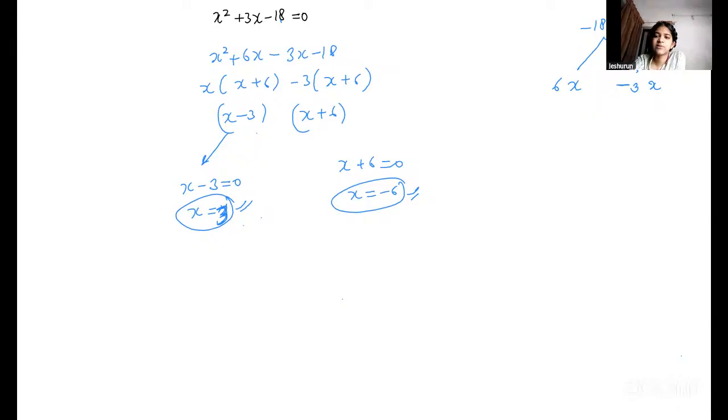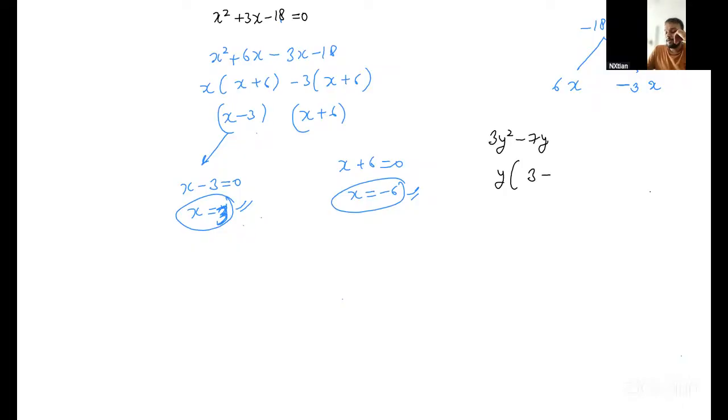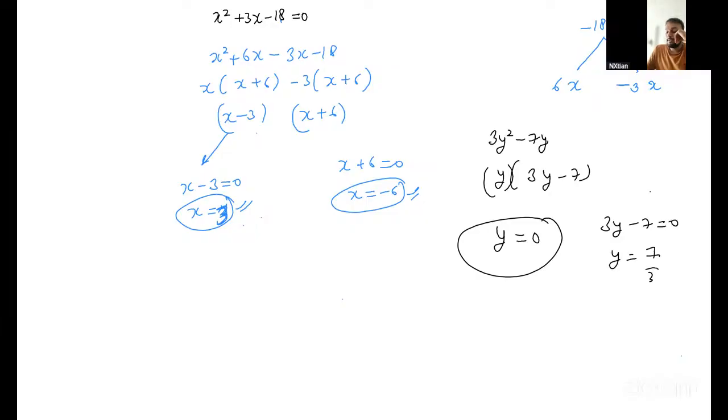Part two also, sir, can you please solve that? You will get part two, like 3y square minus 7y. So what I will take out common is y, remaining behind 3y minus 7. So I got one factor as y equals 0, and the second factor is 3y minus 7 equals 0. y equals 7 by 3. The answer.